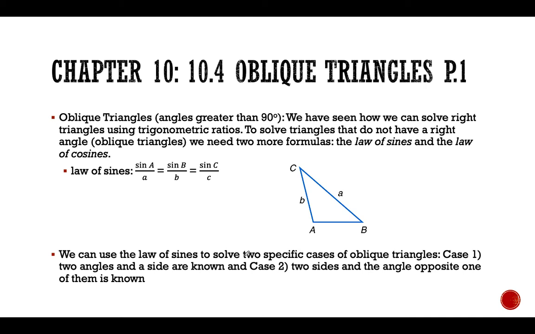The law of sines: sine of angle A over side A equals sine of angle B over side B equals sine of angle C over side C. We can use the law of sines to solve 2 specific cases of oblique triangles. In the first case, 2 angles and a side are known, and in case 2, 2 sides and the angle opposite one of the known sides are known.